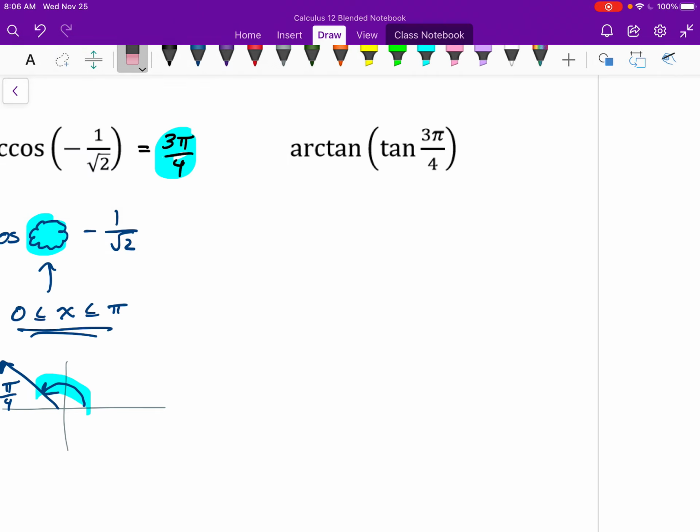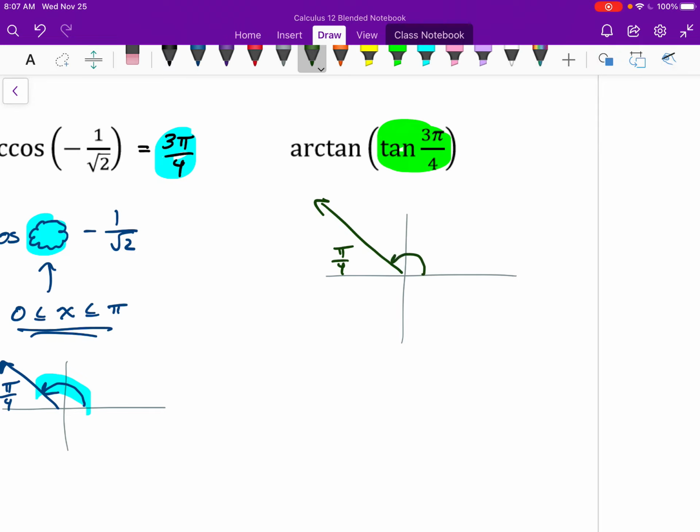Well, let's first focus on the inside. Let's think, what is a tangent of 3 pi over 4? Okay, so like before, let me go back to my CAST rule here and think about where 3 pi over 4 is. 3 pi over 4, I can visualize, is right here. And so I know the reference angle is pi over 4.